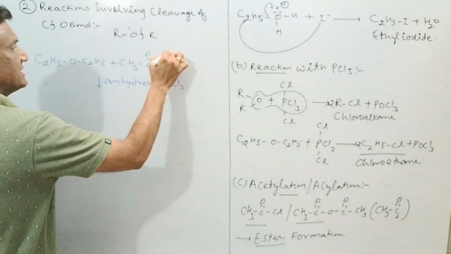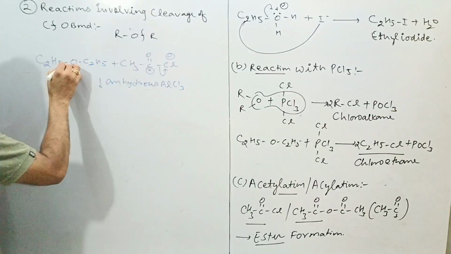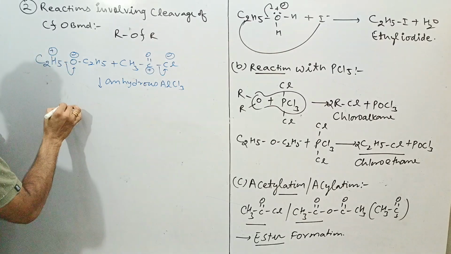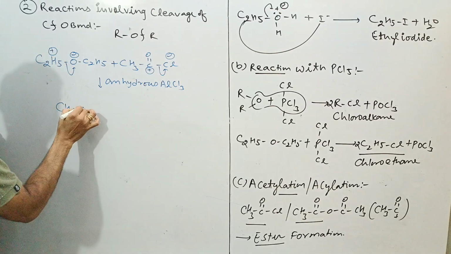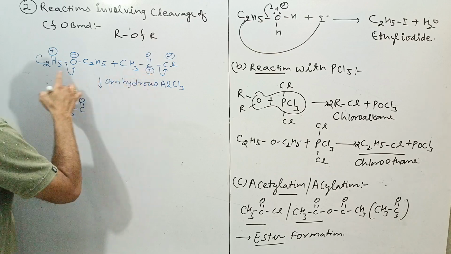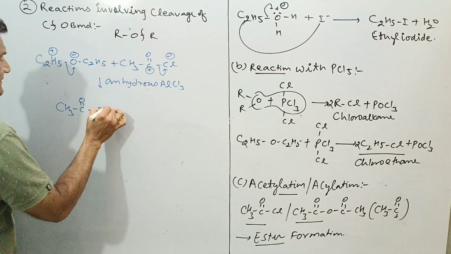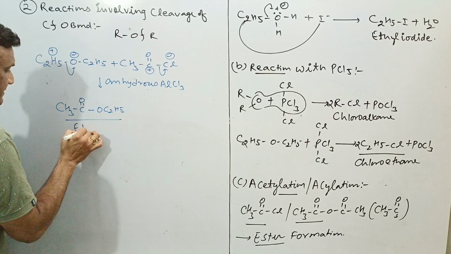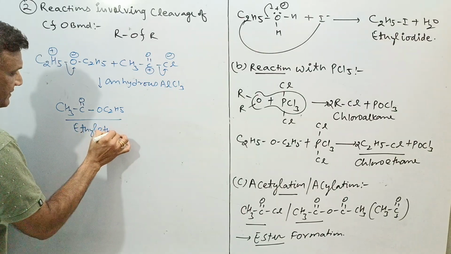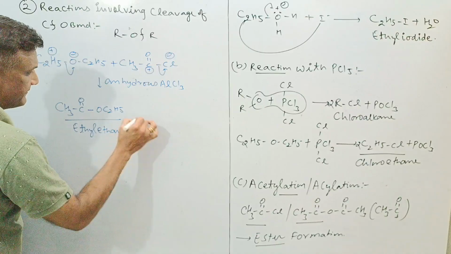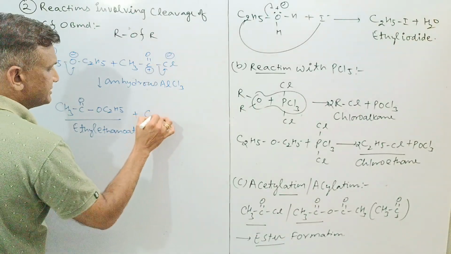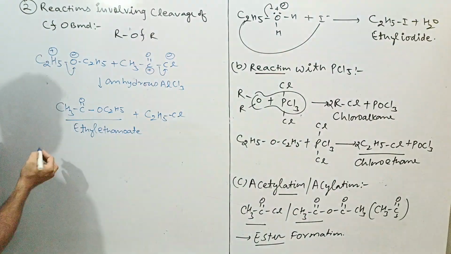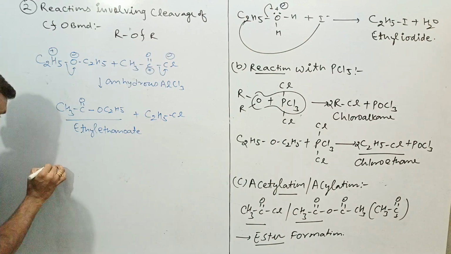Electronegativity of Cl is larger than the carbon. Electronegativity of O is greater than carbon. So here will be formation of one molecule of CH3COOC2H5. This is called ethyl ethanoate. Rest is your C2H5Cl, chloroethane.